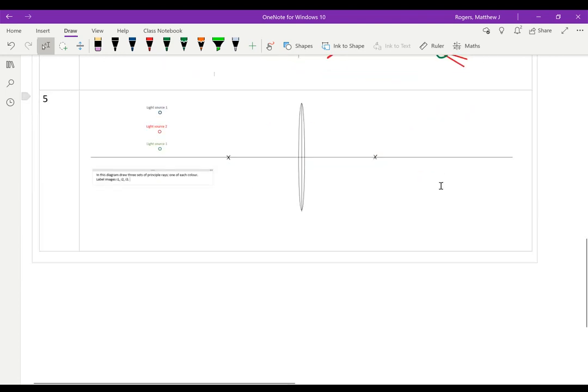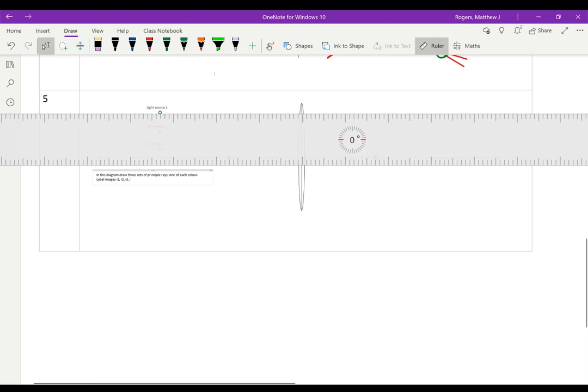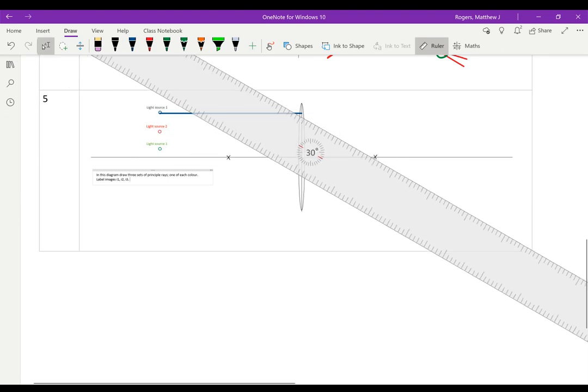Last one I gave you had 3 light sources, and this was to kind of make a point. I've got light source 1, 2, and it was meant to be 3. I've labeled it as 1, 2, and 1. In this diagram, draw 3 sets of principal rays, one of each color, and label the images I1, I2, and I3. We're only ever going to do this once because it illustrates an important point that we're going to make use of in the rest of today's lesson. So I'm going to do it for each one.